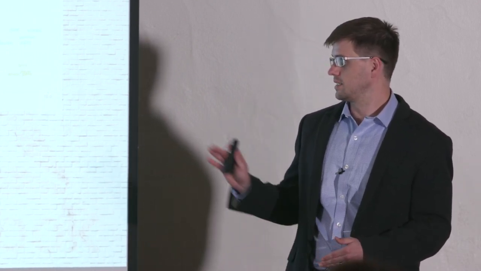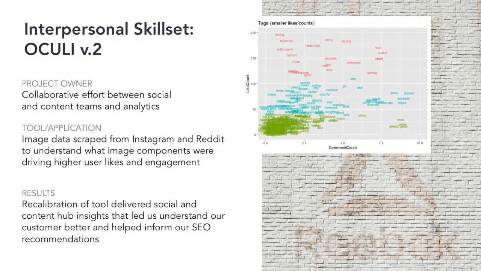So after that sit down, we then went and developed a new tool where instead of looking at our creative images, we were scraping images from our core audience on Instagram and Reddit. And again, we ran it through the same piece of machine learning technology to get the metadata on it. And we compared it to data like the performance data of it, like likes and shares on Instagram.